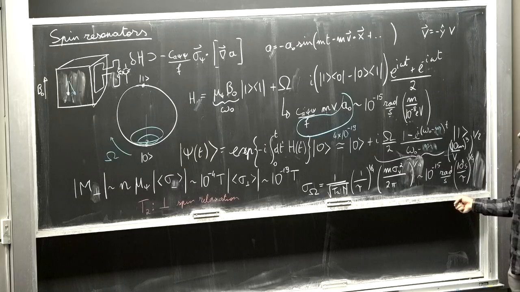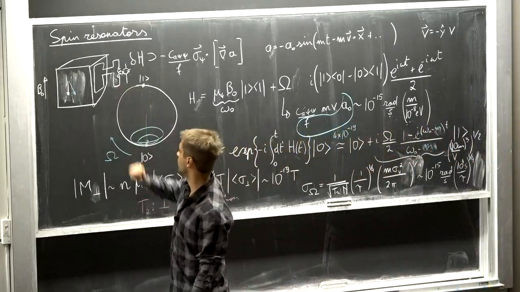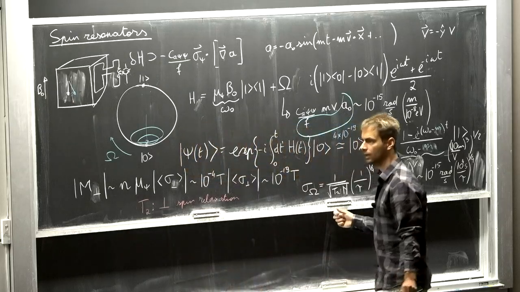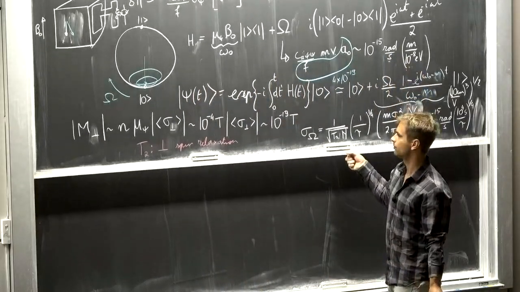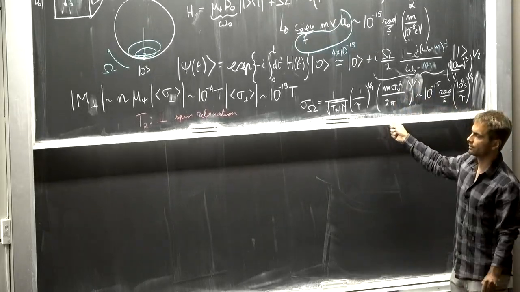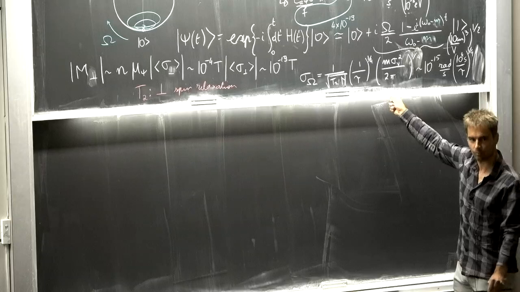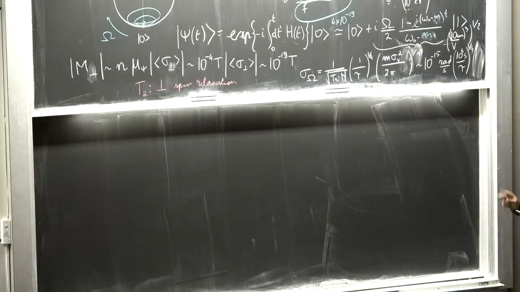And what I didn't show you is the SQUID readout noise, which is about a factor of 10 worse at the moment. So there's significant R&D still to be done to get to the QCD axion signal on a reasonable scale, but we're quite close. Any questions about spin resonators?